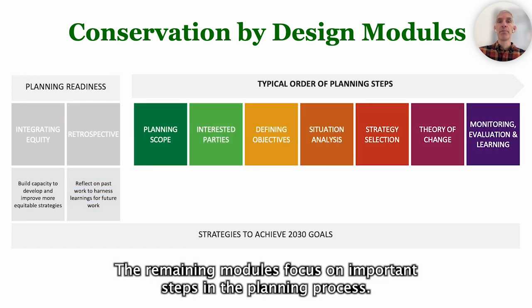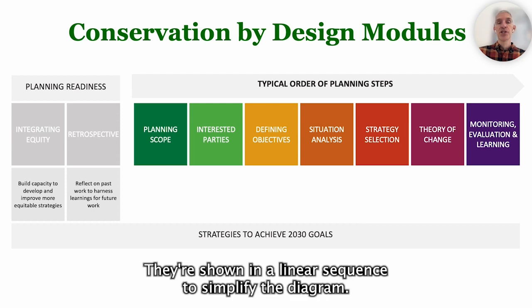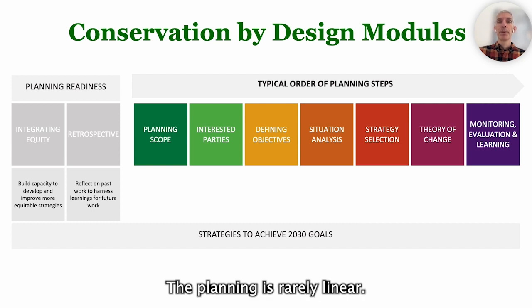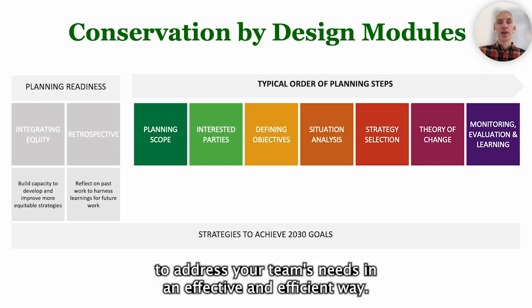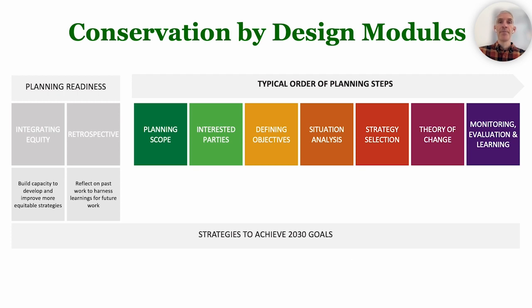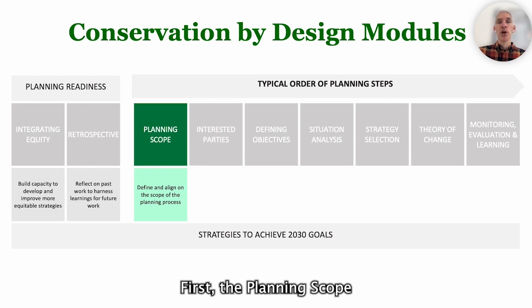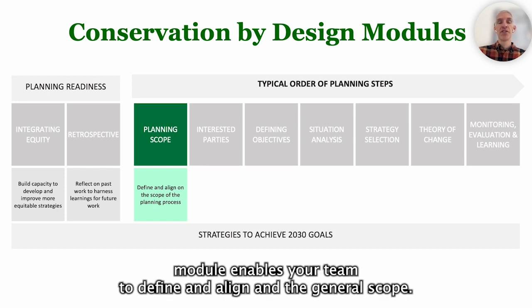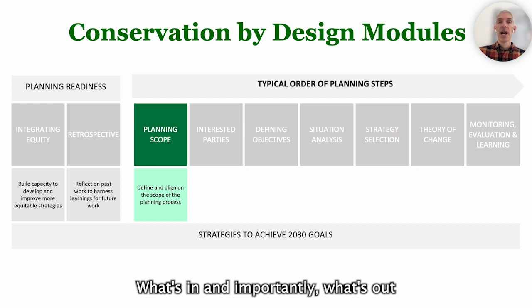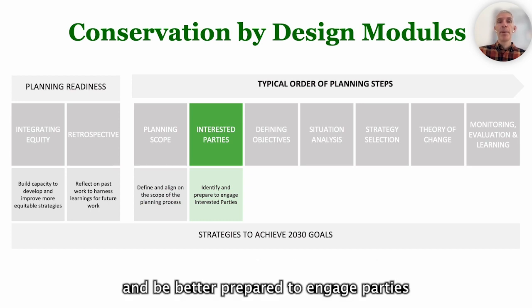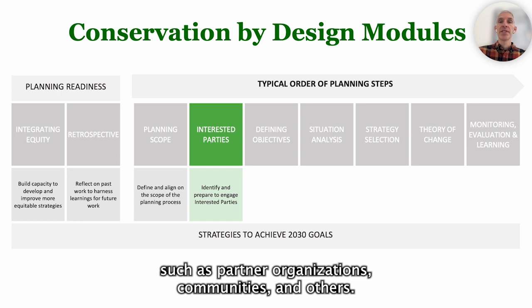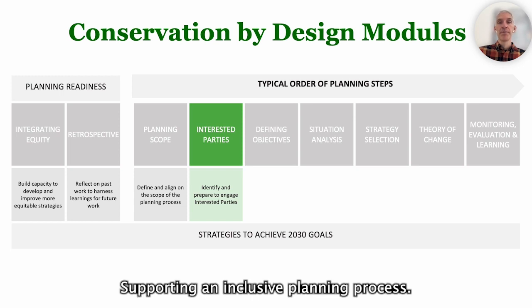The remaining modules focus on important steps in the planning process. They are shown in a linear sequence to simplify the diagram, but planning is rarely linear. Rather, it should be approached as a flexible and iterative process to address your team's needs in an effective and efficient way. First, the Planning Scope module enables your team to define and align on the general scope, what's in and, importantly, what's out, for the strategy development process. Next, the Interested Parties module helps your team thoughtfully identify and be better prepared to engage key interested parties, such as partner organizations, communities, and others, to support an inclusive planning process.